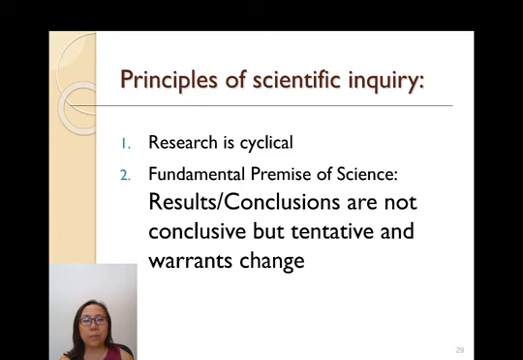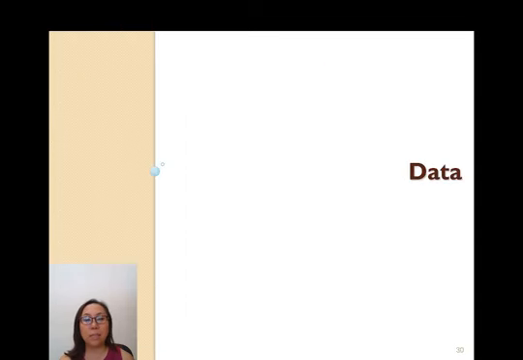We also have to understand that results and conclusions are not conclusive, but tentative and warrant change. So when we come up with conclusions, it's conclusions for that particular study. But if there are contradictory findings or somebody else comes up with a similar or a different conclusion, then those conclusions need to be revisited. So we want to say that results and conclusions are not written in stone, and it's always tentative and warrants change.